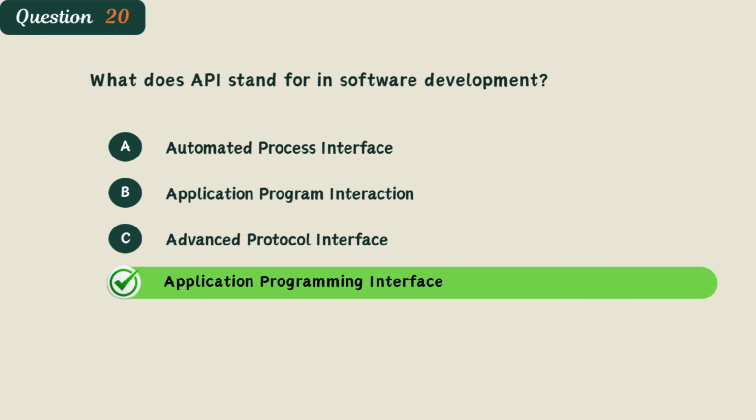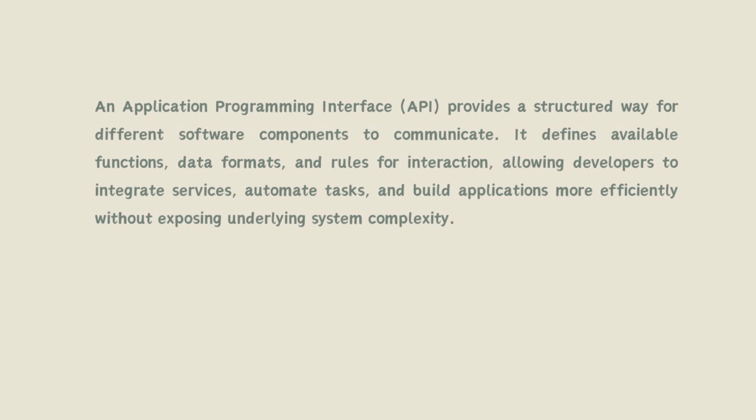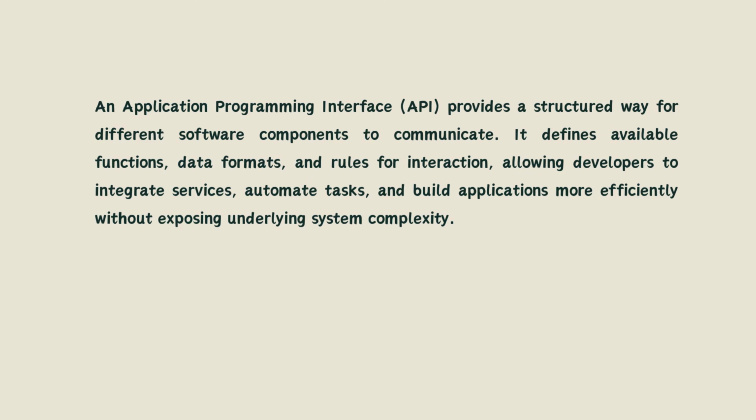Correct answer. D. Application Programming Interface. An Application Programming Interface, API, provides a structured way for different software components to communicate. It defines available functions, data formats, and rules for interaction, allowing developers to integrate services, automate tasks, and build applications more efficiently without exposing underlying system complexity.